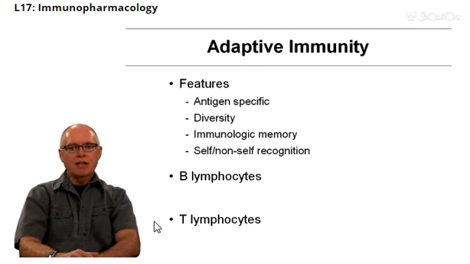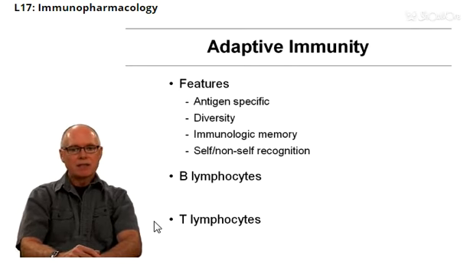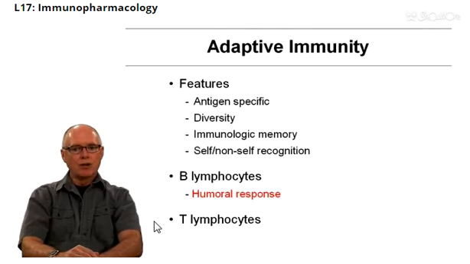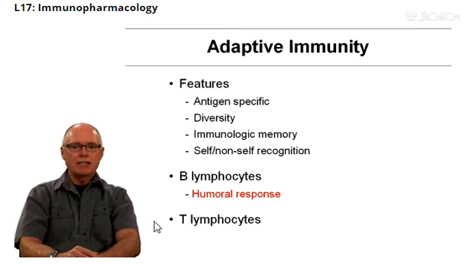The two major cell types involved in adaptive immunity are the B and T lymphocytes. Pathogens or antigens that survive the innate immune response will come into contact with B and T lymphocytes. The adaptive immune response, mediated by these cell types, is divided into two main parts. The humoral response is mediated by B lymphocytes, and it produces antibodies. It mainly responds to bacteria, toxins, and viruses.